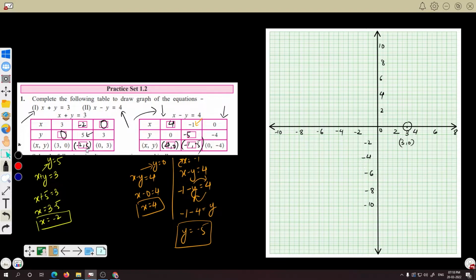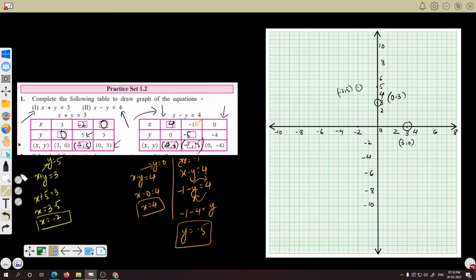The second point is minus 2 comma 5. So x coordinate is minus 2. This is minus 2 on the x axis and the y coordinate is 5, exactly between 4 and 6. So if I mark this point, it is nothing but minus 2 comma 5. And the last coordinate is 0 comma 3. X coordinate is 0 and y is plus 3. So on the positive y axis, if I mark this point exactly between 4 and 2, this is 3. So this is my required point whose coordinates are 0 comma 3.